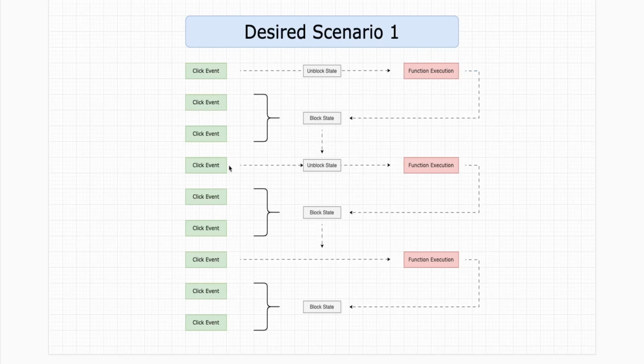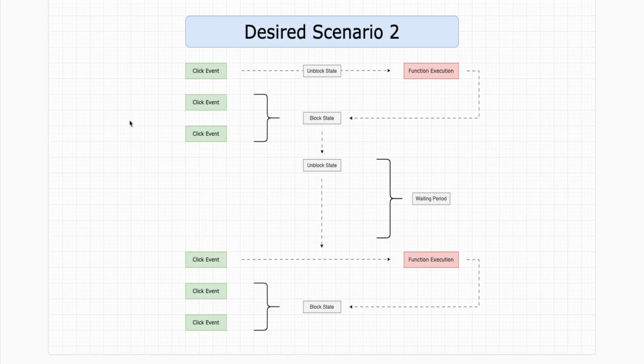Now let's see another desired scenario. Let's say we are in an unblocked state, which is the initial state of our throttle function. As any click event happens, we execute the function and then move to the blocked state. After a specific period of time, it moves from the blocked state to the unblocked state. Now our throttle function is in the unblocked state, and you can see that there is no click event at all. So what happens in this scenario?